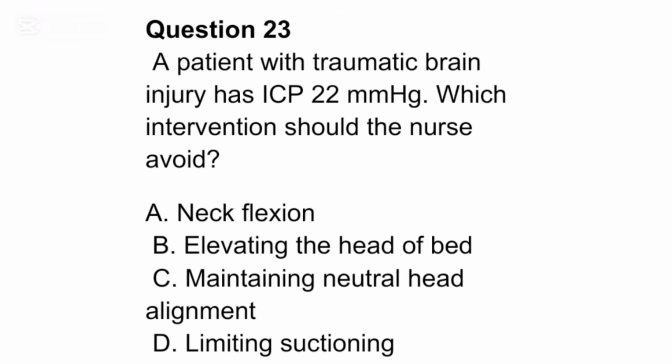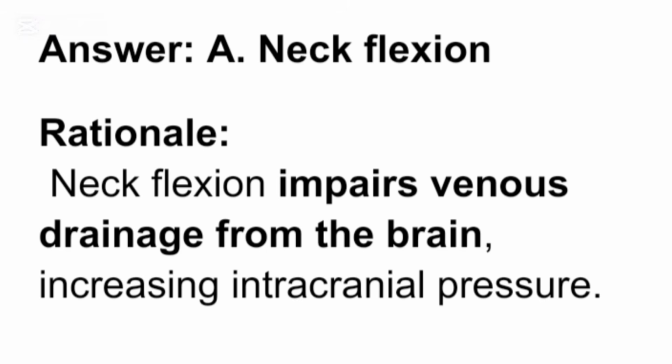Question 23. A patient with traumatic brain injury has ICP 22 mmHg. Which intervention should the nurse avoid? A. Neck flexion. B. Elevating the head of bed. C. Maintaining neutral head alignment. D. Limiting suctioning. The answer is A. Neck flexion. Rationale: Neck flexion impairs venous drainage from the brain, increasing intracranial pressure.